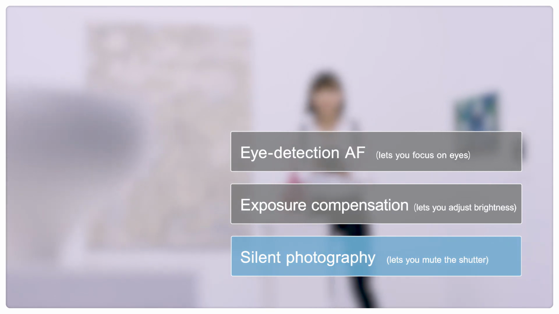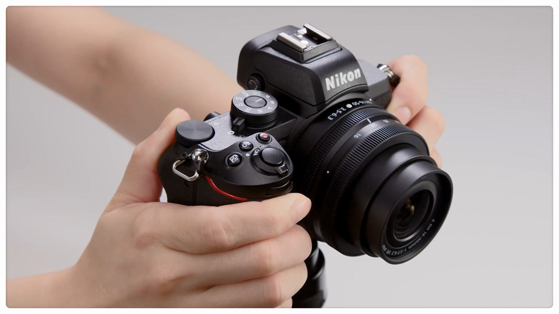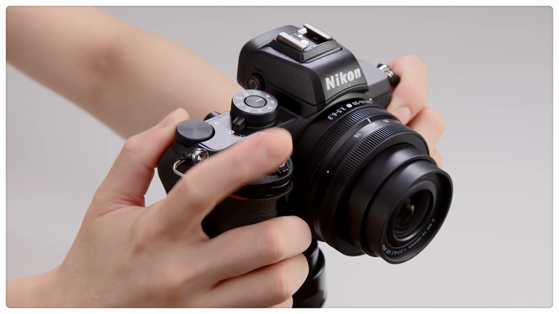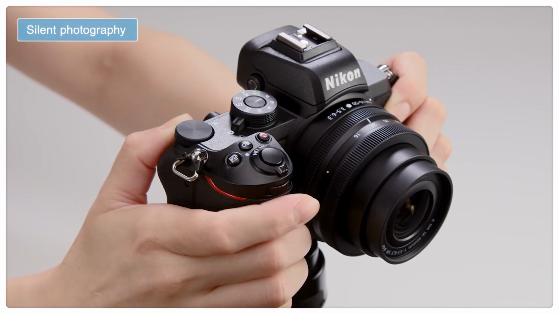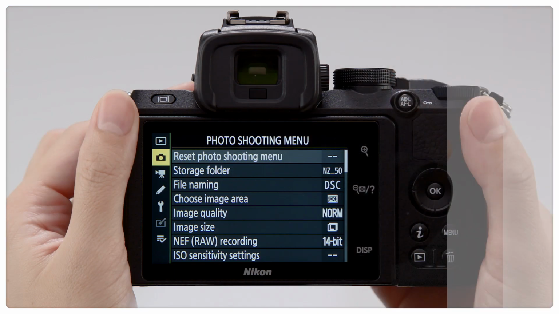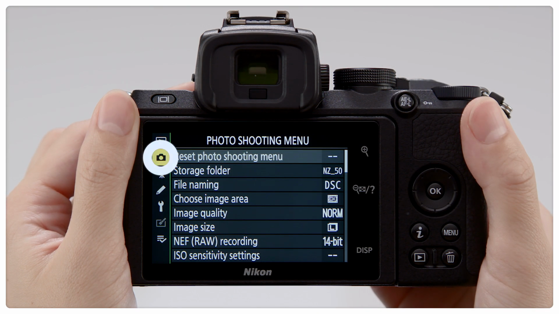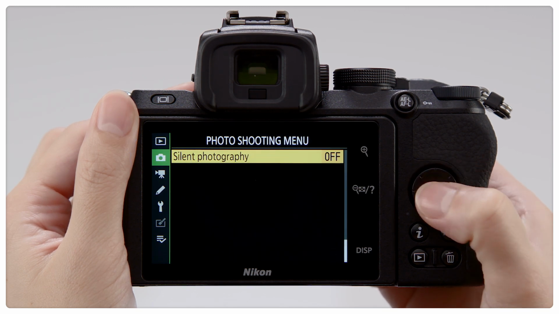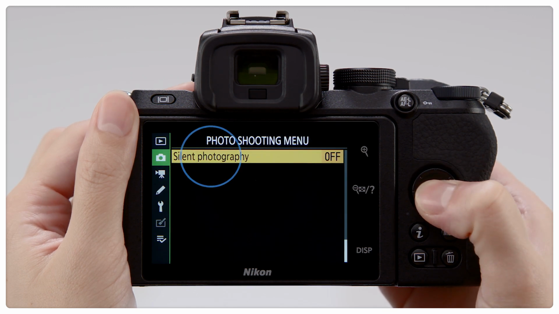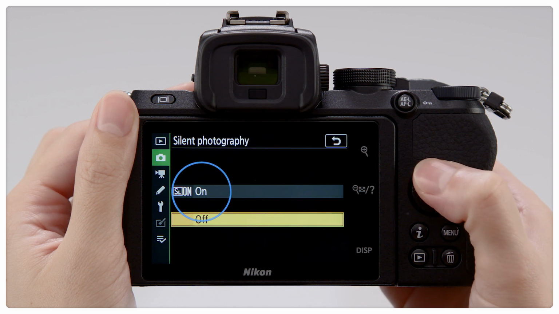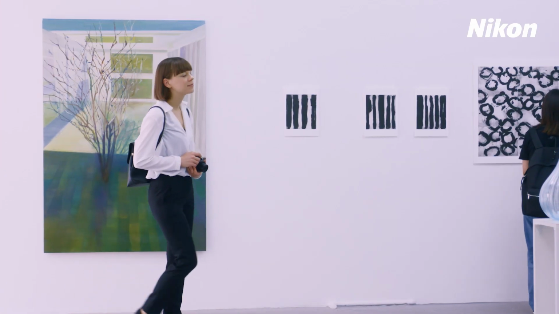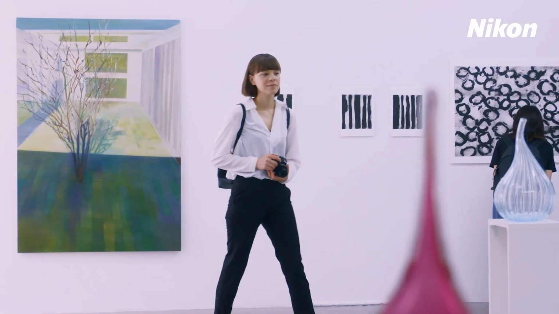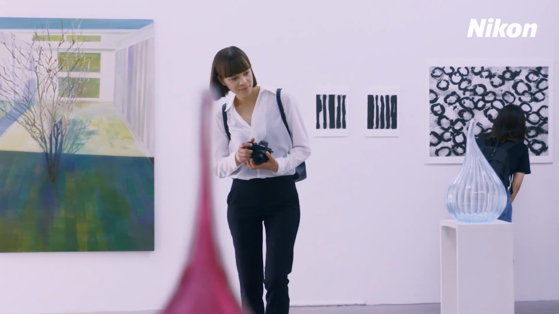Lastly, let's have a look at silent photography. Silent photography mutes the sound of the shutter. To enable silent photography, select On for silent photography in the photo shooting menu. Silent photography lets you take pictures in art galleries and other quiet locations without disturbing others.